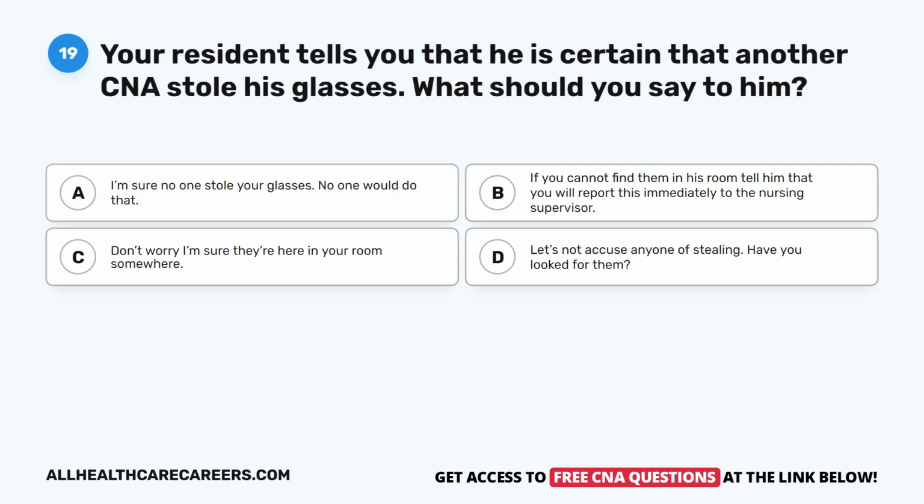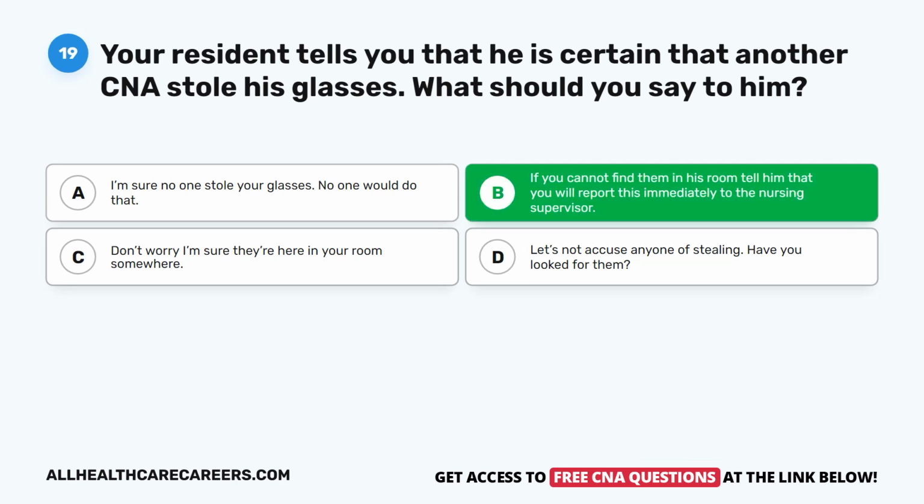Question 19. Your resident tells you that he is certain that another CNA stole his glasses. What should you say to him? A. I'm sure no one stole your glasses. No one would do that. B. If you cannot find them in his room, tell him that you will report this immediately to the nursing supervisor. C. Don't worry, I'm sure they're here in your room somewhere. D. Let's not accuse anyone of stealing. Have you looked for them?